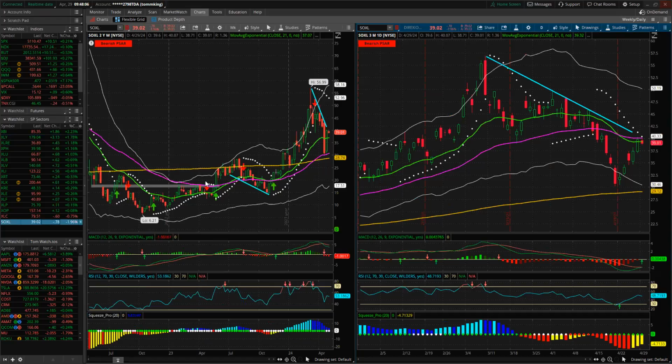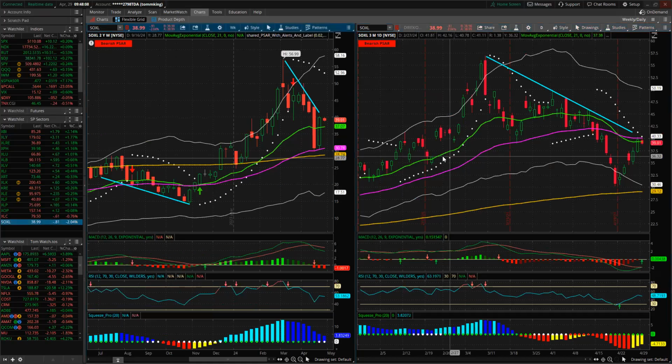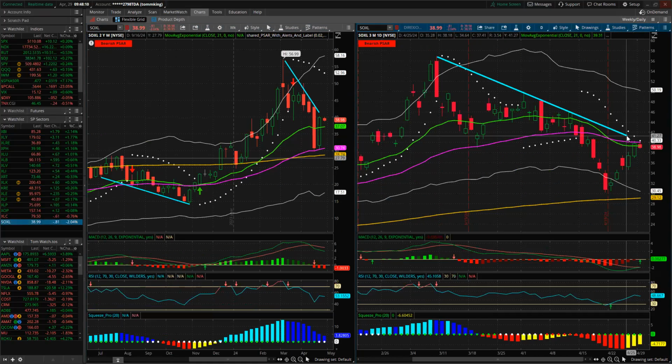And the last thing I want to point out is semiconductors are still in a bearish trend. We're right back to the trend line here, and we're struggling with the 21 EMA and the 50. Even though MACD is reversing higher, RSI is moving higher, and the squeeze momentum is higher, we've had a nice counter trend rally, but you're right at the trend line.